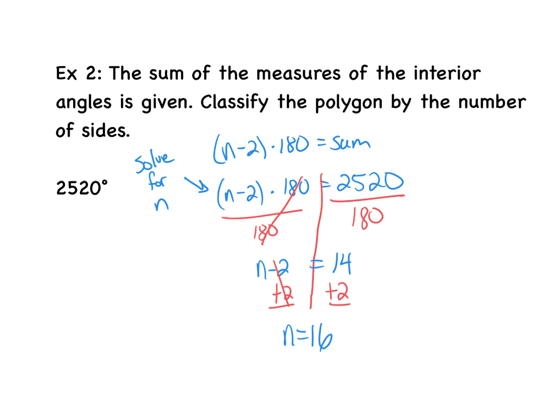Is that the answer, though? No. Because what did it say? It says that it wants to do what to the polygon? Classify it, okay? So that means we got to give it its name. Does anybody know what it's going to be? 16-gon, right? So we're going to say 16-gon.